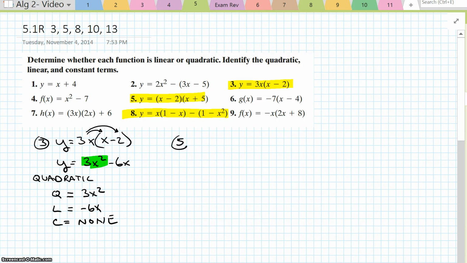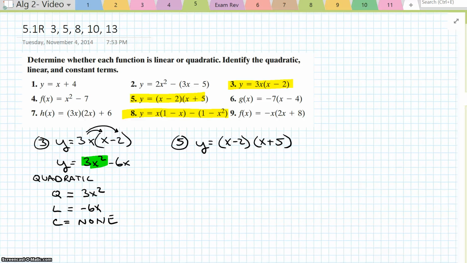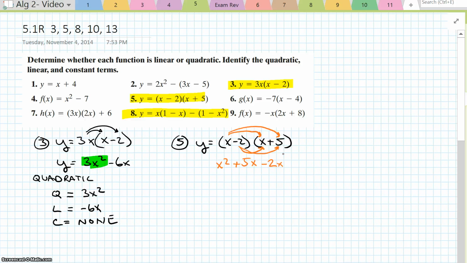Number 5 is this. Y equals x minus 2 times x plus 5. Okay, so we're going to distribute. So x times x is x squared. X times 5 is 5x. There's no more terms in the second grouping, so go to the second term of the first grouping. Negative 2 times x is negative 2x. And negative 2 times 5 is negative 10. Some like terms, so I'm going to get x squared plus 3x minus 10.